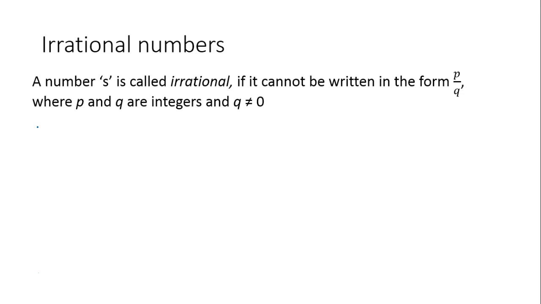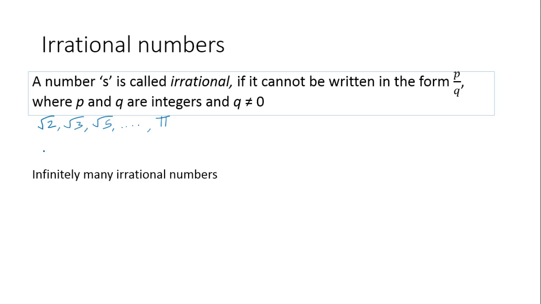Let's look at a few examples of irrational numbers. Root 2, root 3, root 5 and so on are irrational numbers, and some other irrational numbers are numbers like pi. Just as there are infinitely many rational numbers, there are also infinitely many irrational numbers. If you combine rational numbers and irrational numbers, you get a new number system called real numbers. So real numbers is the collection of rational numbers and irrational numbers.